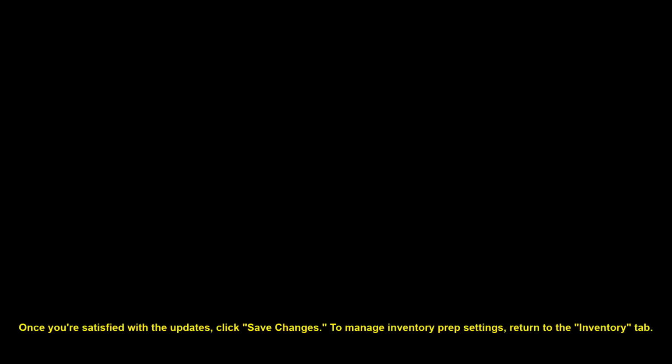To update an existing inventory location, find the location you wish to modify in the list. Click on the Edit button next to the chosen location. Make the necessary changes to the address or contact details as needed. Once you're satisfied with the updates, click Save Changes.